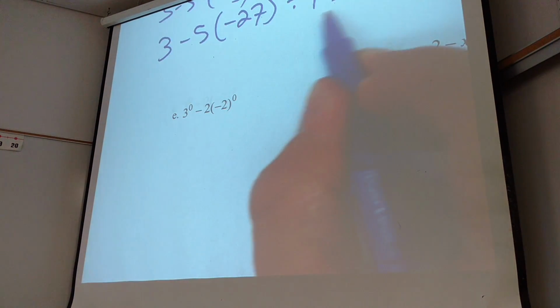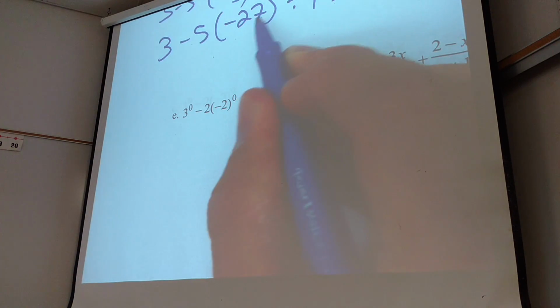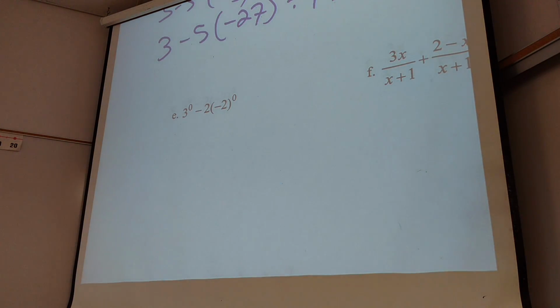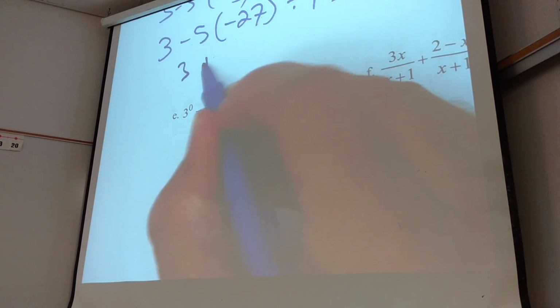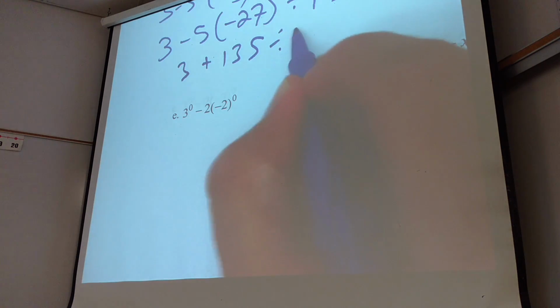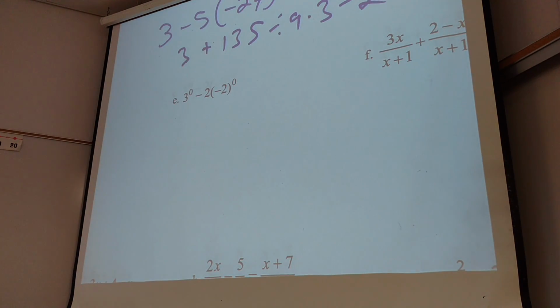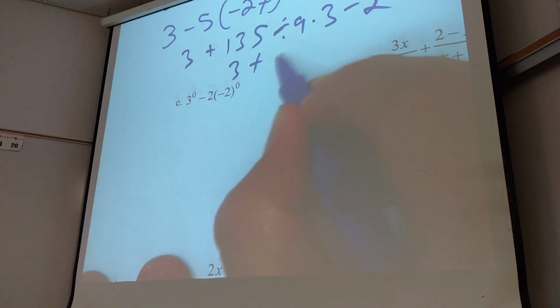So in here, what comes first? Whatever comes first. When you're at the MD level, you do it as it comes. So what's -5 times -27? 135. -5 times -20 is positive 100, so 135, right? And then what's 135 divided by 9? 15?